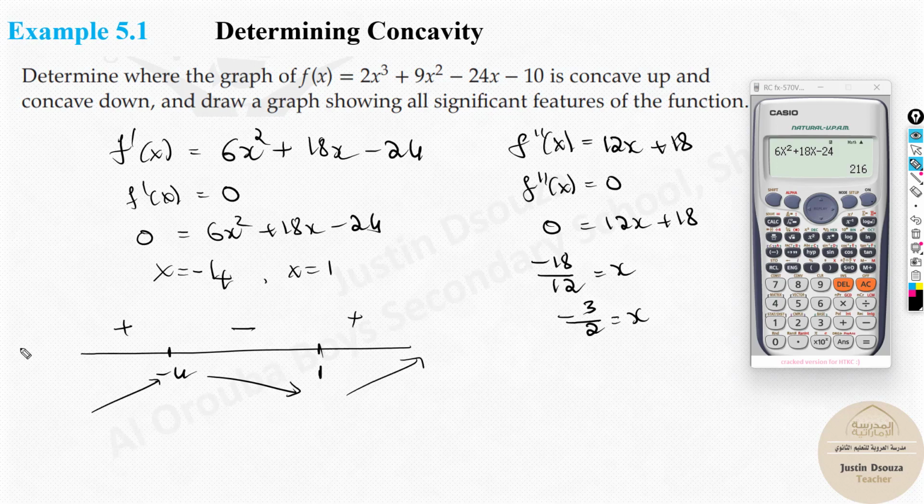Now this is with respect to f dash of x. Now draw another line and put this x value, negative 1.5. So this is 1, somewhere 0, negative 1, 1.5 somewhere over here. That's minus 1.5. Now take a test value which is less than minus 1.5 and greater than minus 1.5. So I'll take a test value of minus 2 here and 0 over here. And now I will just use this double derivative equation, 12x plus 18.